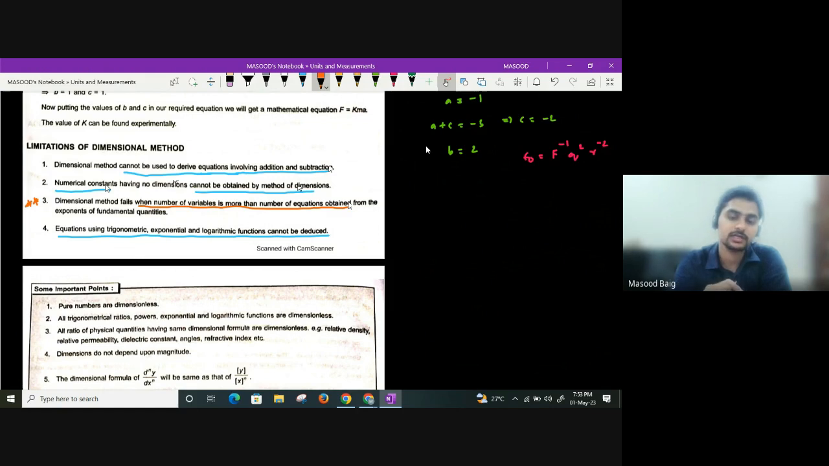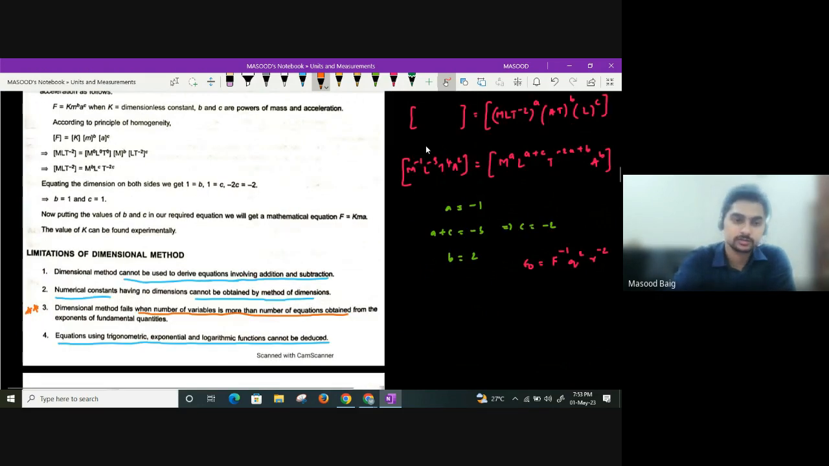So whenever an equation has addition or subtraction, that equation cannot be deduced using dimension analysis. If an equation has a numerical constant, it also cannot be deduced. In the same manner, if an equation has trigonometric ratios, logarithms or exponentials, those equations also cannot be deduced by dimension analysis. Also, dimensional analysis will fail when the number of variables is more than the number of equations that we are going to obtain. Clear, everyone? Yes or no?